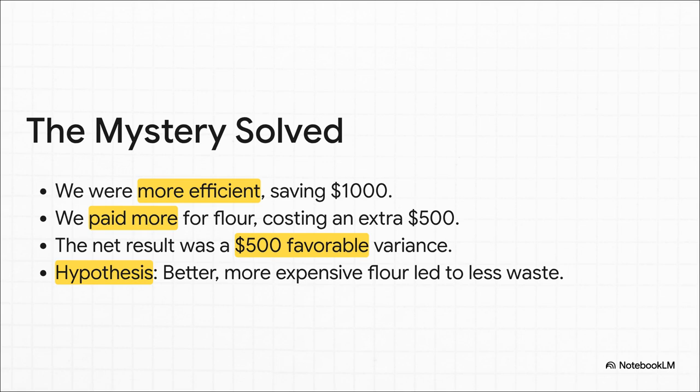It looks like the purchasing team bought a higher quality, more expensive type of flour. Yeah, that decision cost more upfront. That's our unfavorable price variance. But that better flour probably led to less waste and way higher efficiency in the bakery. Now that isn't luck. That's a strategic trade-off. And it's a powerful, repeatable lesson for the whole business.